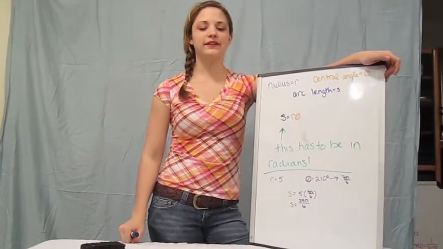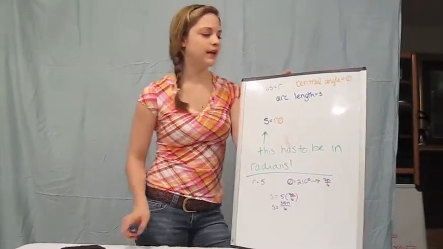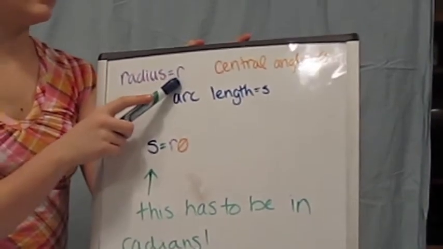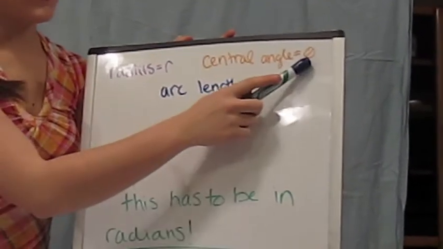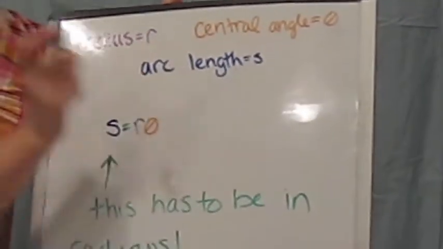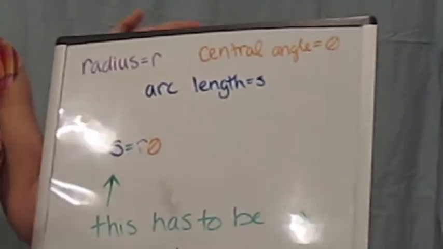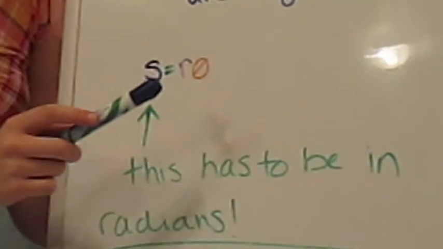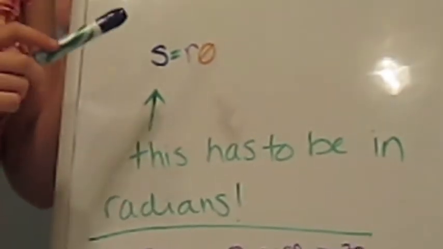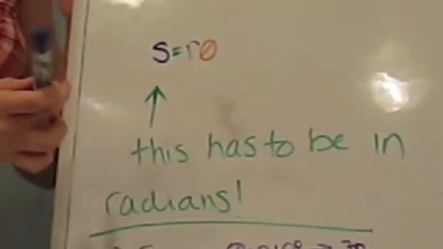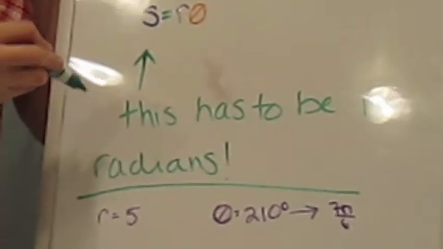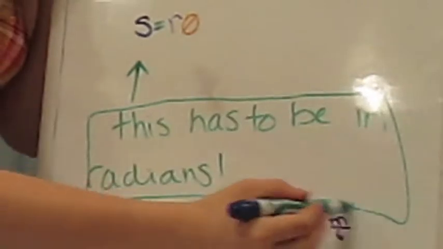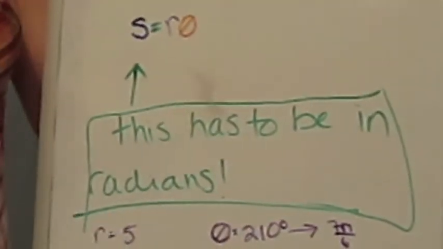And one of the last things you need to learn with the unit circle is the arc length equation. So obviously r equals radius, theta is your central angle, and arc length is represented by s. So the equation is s equals r times theta, or arc length equals radius times theta. You have to remember this equation is always in radians. Do not try to do this with degrees, ever.